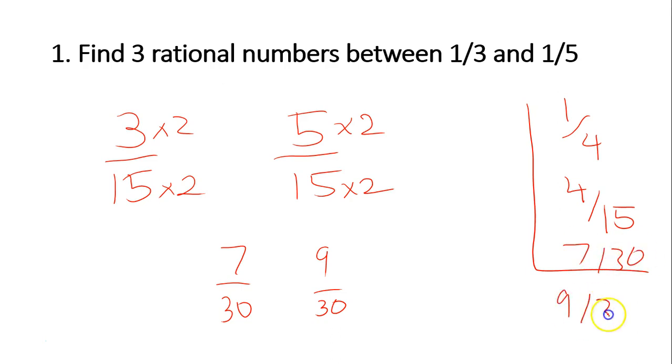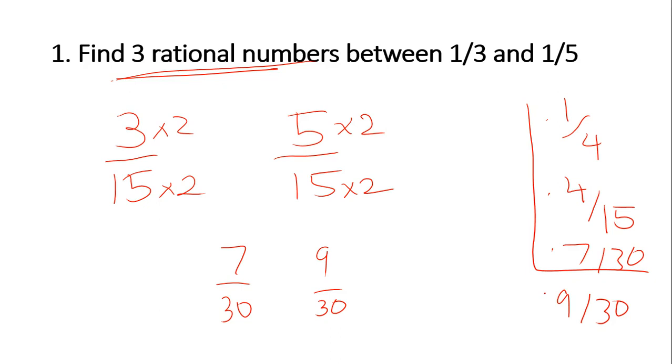730, 9 over 30. And what does this show us? This shows us that we found more than 3 rational numbers. They were asking for 3. We found how many? 1, 2, 3, 4. We found 4 rational numbers instead of 3.